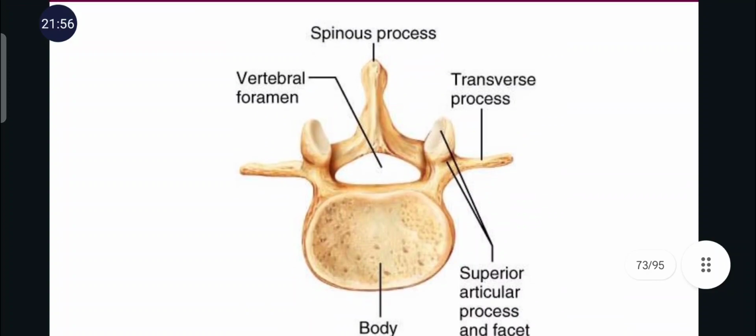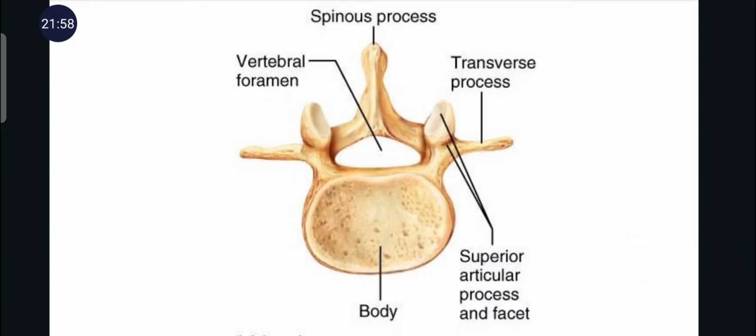So this is the structure of a lumbar vertebra, which consists of the central vertebral foramen, triangular in structure, a broad body, short spinous and transverse processes, and facets for the articulation.